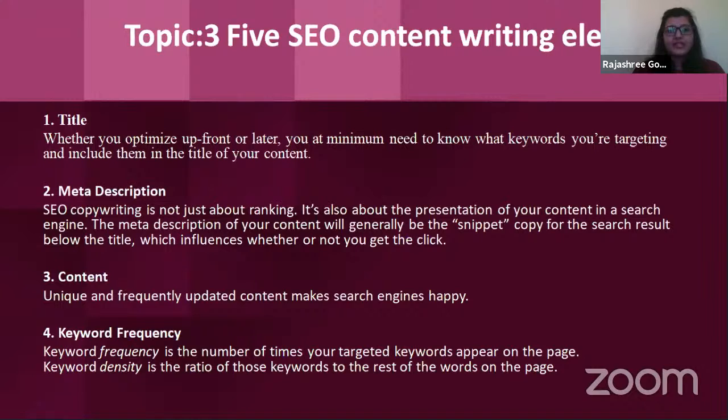Next are the 5 essential elements of SEO. These are the title, meta description, keyword frequency, and so on. Initially we go with the title. The title is where everything sums up, where you optimize up front, and you at minimum need to know what keywords you are targeting and include them in the title of your content. It's generally accepted that the closer to the front of the title your keywords are, the better. The key is that they appear in the title somewhere.